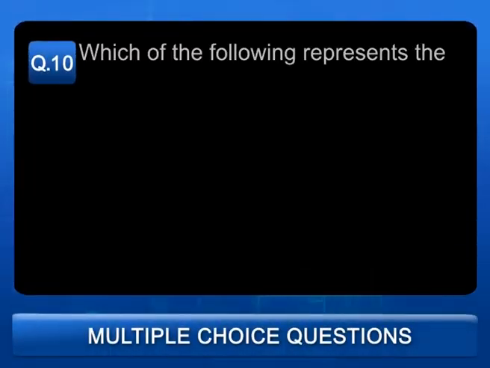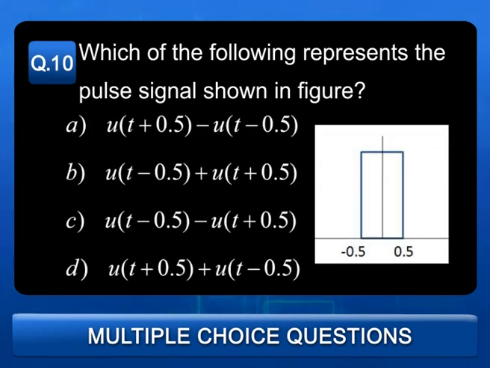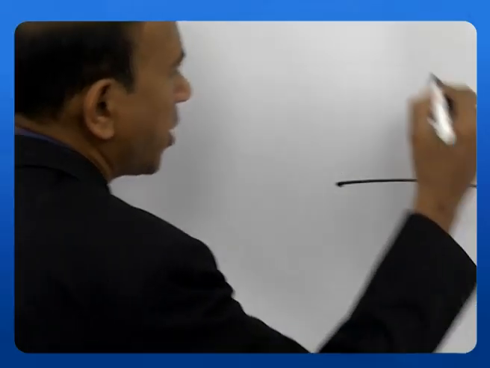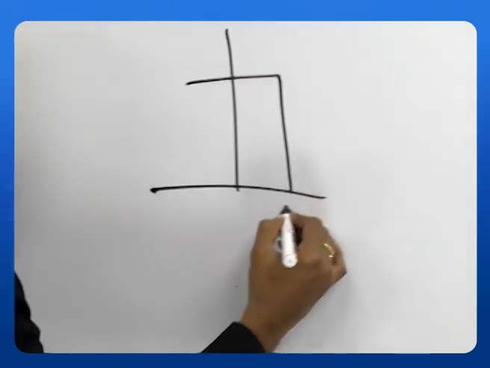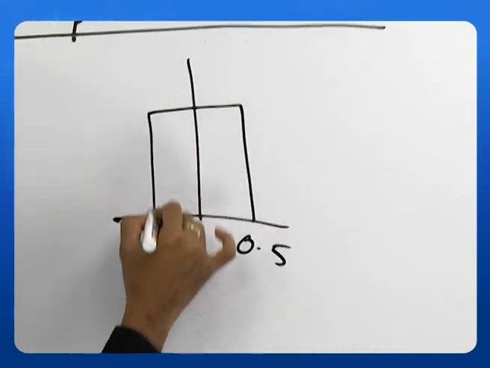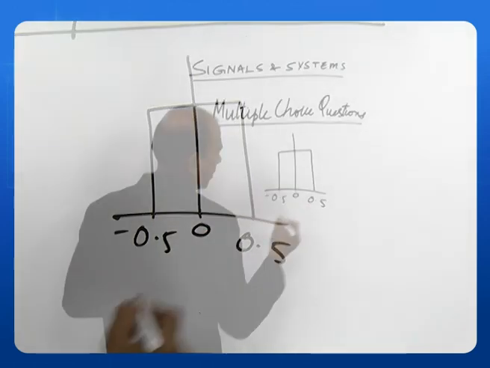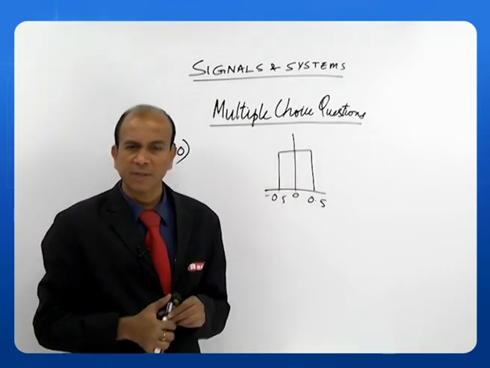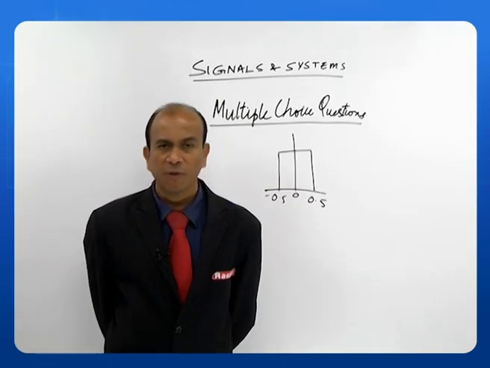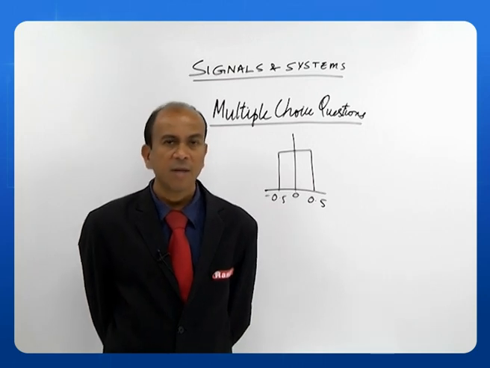Let's move on to question number 10. The question number 10 is as follows. Which of the following represents the pulse signal shown in the figure? Okay, you have a pulse signal which is existing from minus 0.5 to plus 0.5. So this is what is given. This is 0.5 and this is minus 0.5, centered around 0, having a certain amplitude. So which of the following actually represents this signal?